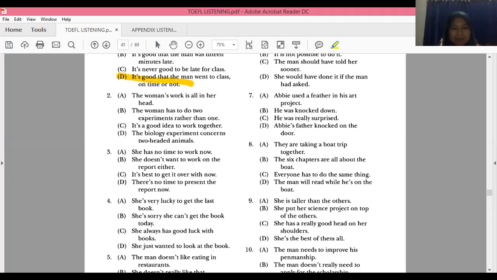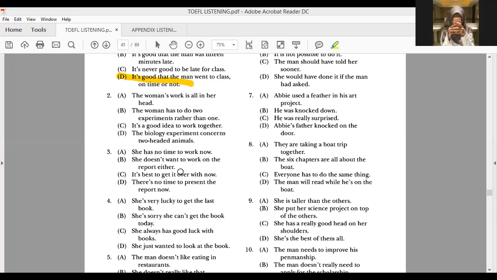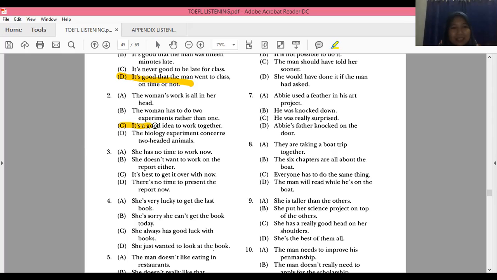Okay, Miss Arifah, number 2. Do you want to work on the biology experiment together? Two heads are better than one. What does the man mean? Charlie, it's a good idea to work together. That's right. Two heads are better than one. Mr. Farhan, number 3. I don't want to work on the report now. There's no time like the present. What does the woman mean?